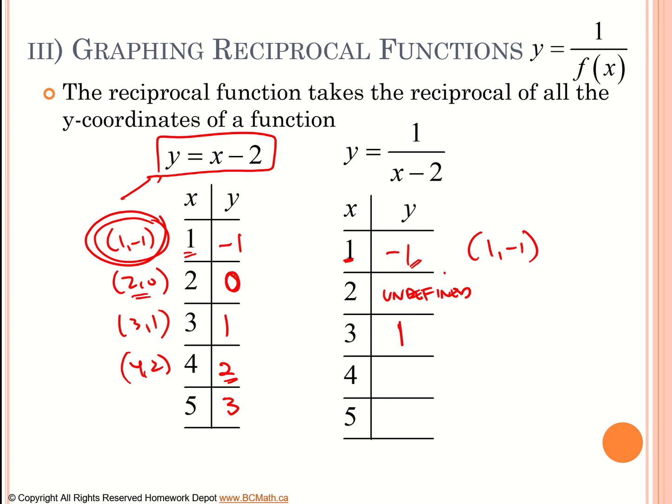The next one is 4 comma 2. The y value is 2, so the reciprocal of that will be 4 comma 1/2. And then 5 comma 3 becomes 5 comma 1/3. In general, if you're not sure what the rule is, if your x value is a and the y value is b, this point now becomes a comma 1 over b. Again, x values stay the same, and it's the y value that gets reciprocated.